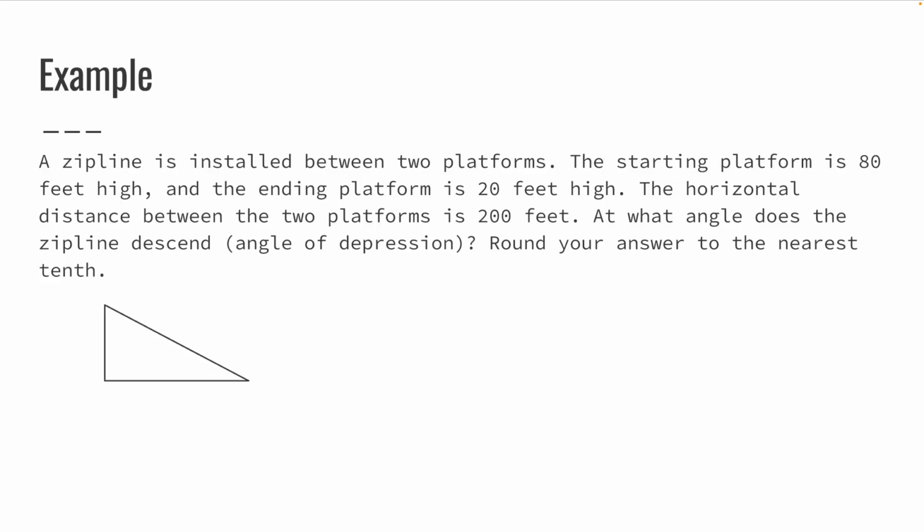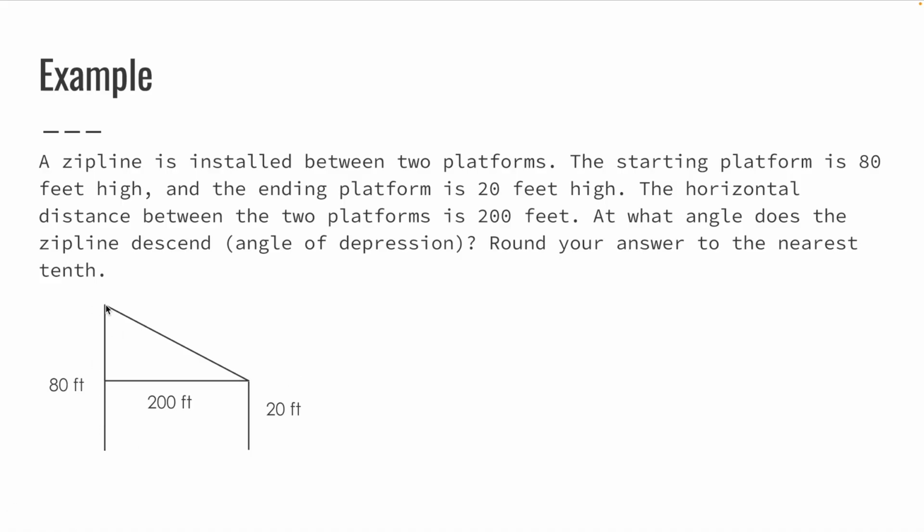So let's break this down. Let's just start with our normal triangle and fill in the information. The starting platform is 80 feet high, so I have platforms that come up here. They don't start at 0, so I'm going to extend some lines from our triangle. If this was 0 feet high, then this could be 80, but that's not the case. This whole thing is 80, and this point that they end at is 20 feet high. The horizontal distance between them is 200.